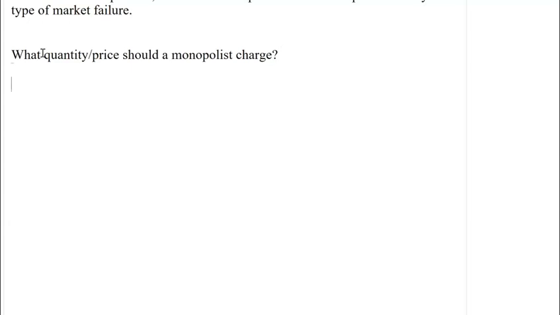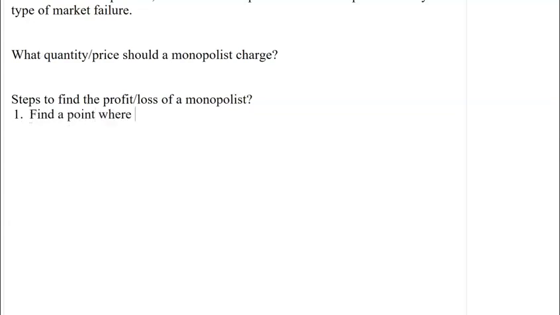So just like before, when we talked about imperfect competition, there are some steps to find the profit or even loss of a monopolist. So the first step is to find a point where marginal revenue equals marginal cost. Now, if you need to review what marginal revenue and marginal cost are, I have a video on cost and on marginal revenue, which is covered in Perfectly Competitive Markets. So please view those before you come back.